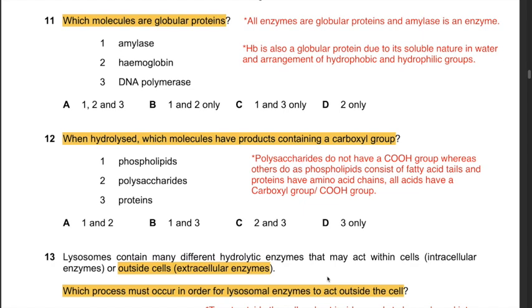Hydrophilic groups are arranged towards the outside region and hydrophobic groups towards the center, and that makes it a globular protein, giving it a spherical shape. Therefore, the answer is A, 1, 2 and 3.